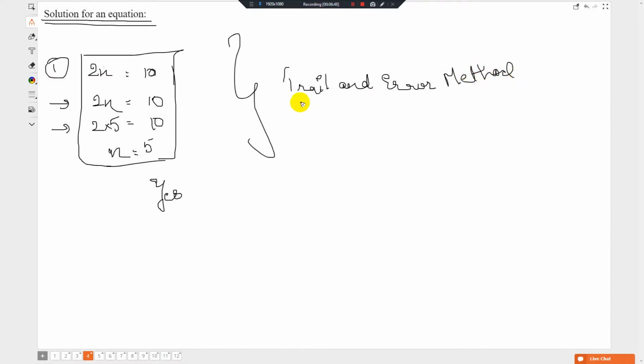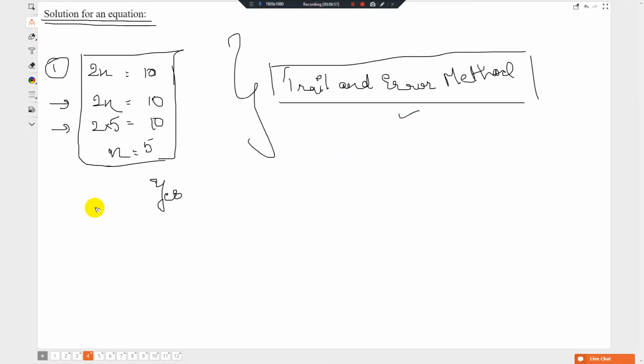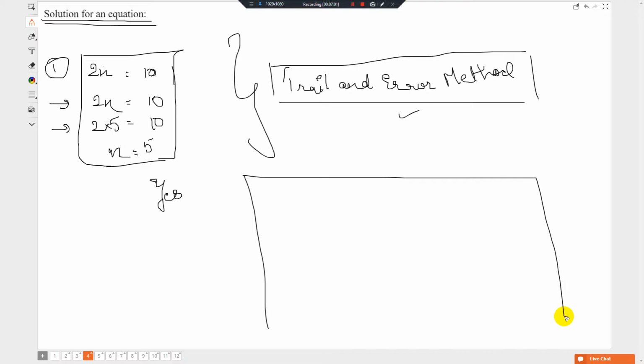Trial and error method. This is one of the methods. In 3, we have known the 1. And one more way to do this method is to just make a column box. Make many columns like this.